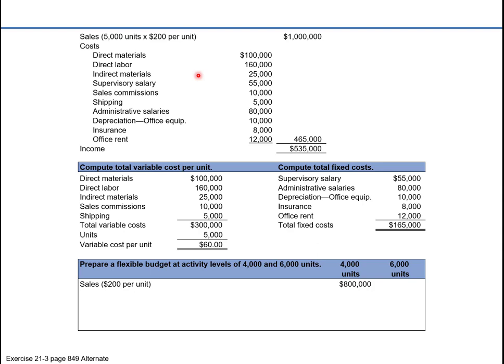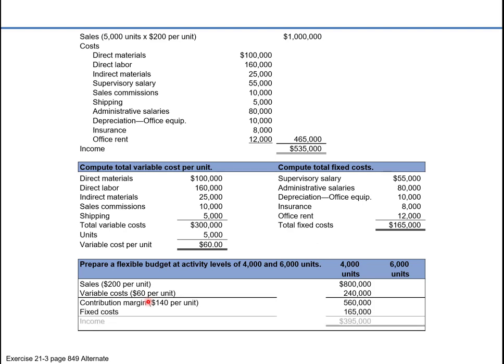So our sales, $200 times 4,000 is 800,000. Variable cost we said was 60, so 4,000 times 60 is 240. Subtract to get the contribution margin. Subtract out our 165 fixed cost to get our income of 395.